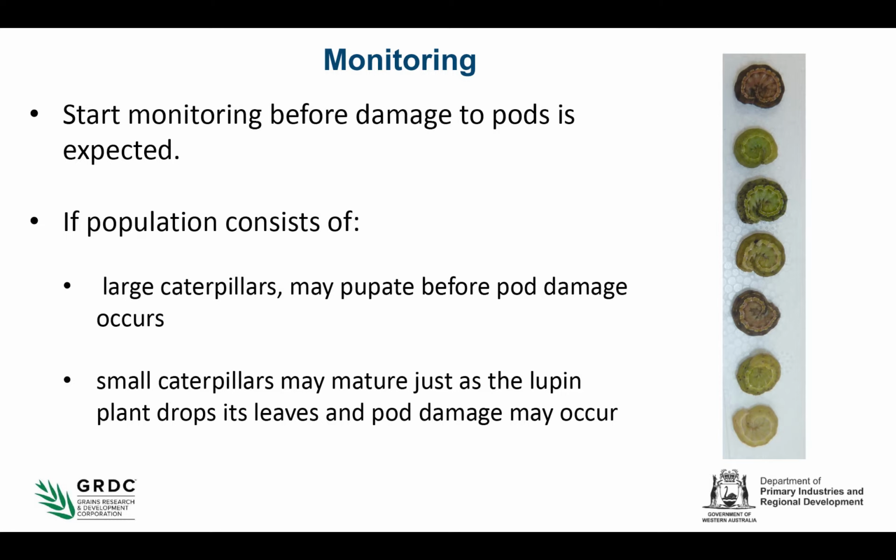But what we do want you to do is to start looking in crops before damage is expected. Because if you have lots of large caterpillars, usually what happens in, say, for instance, a lupin crop, is that the caterpillars actually pupate before pods form, because they do prefer to feed on the leaves. But if you are monitoring your crop and you see lots of small caterpillars, what this means is they're probably going to be mature at the time of podding. So you possibly will have an issue and you may need to consider spraying.